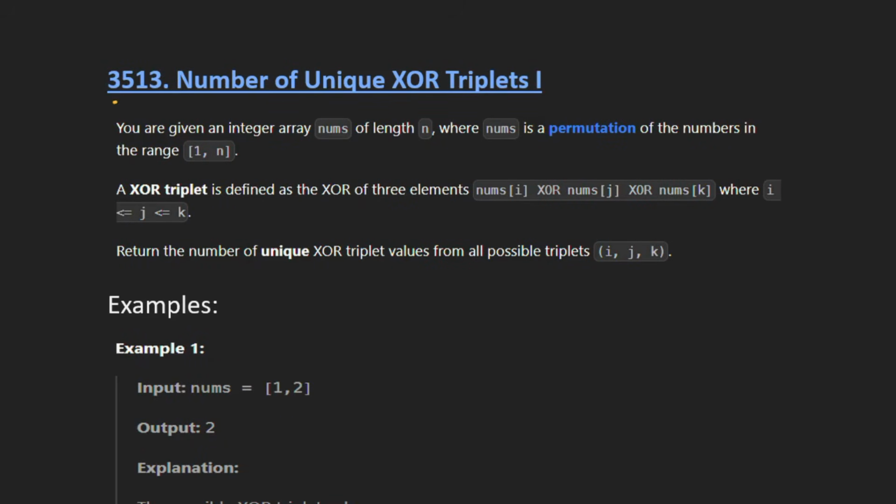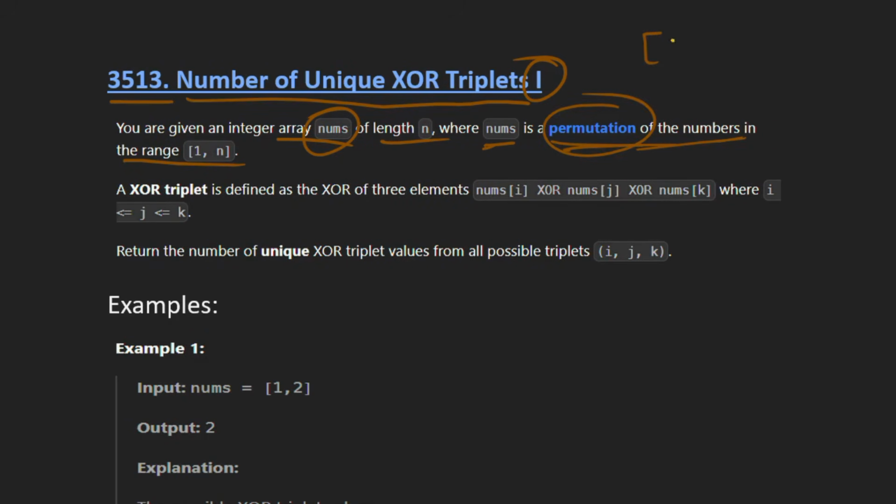So our today's LeetCode question is 3513, which is Number of Unique XOR Triplets Part 1. Basically in this question we are given an integer array nums whose length is n, and the array nums is a permutation of the numbers in the range 1 to n, right? Now what is a permutation? Suppose we have the numbers from 1 to n, so we can write them in any order. That order is basically a permutation of the numbers, right?